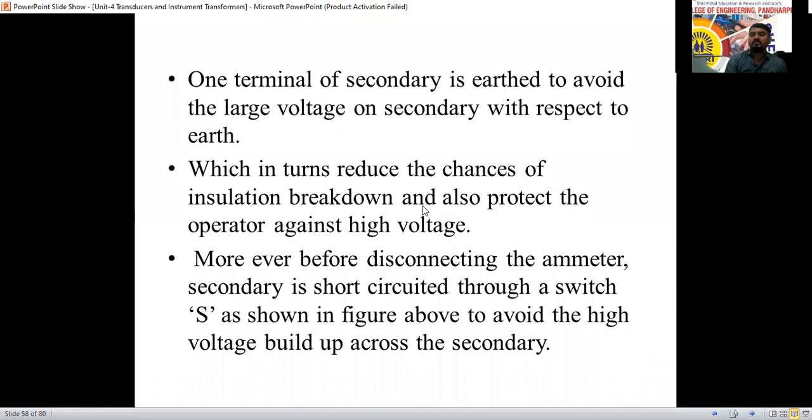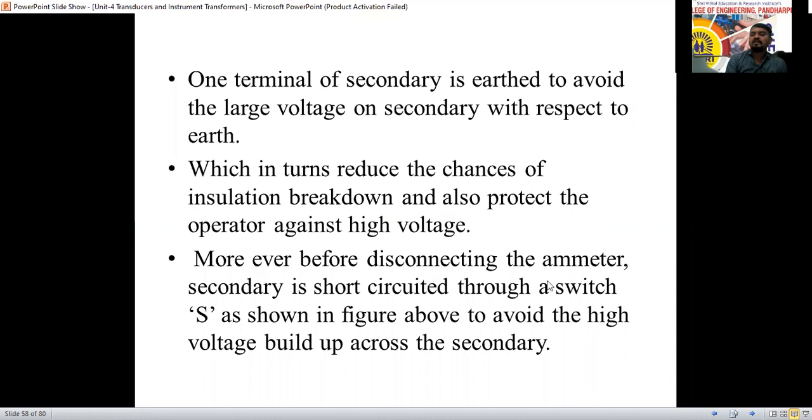Because of heavy voltage, what will happen? I think in the rainy season you have experienced that if lightning strikes, the TV and such would burn. That is because of the heavy voltage only. There is insulation breakdown and short circuit. After short circuit, it is going to leak and show temperature and current. It also protects the operator against high voltage.